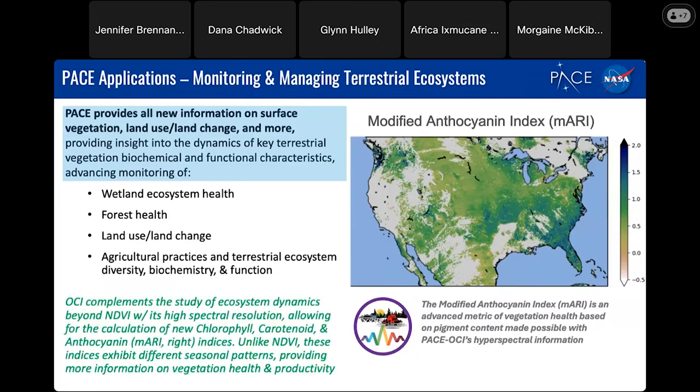If you're familiar with NDVI, which I mentioned earlier, the Normalized Difference Vegetation Index, these products that we have now very much amplify, or have a similar ability to tell us a lot of information as NDVI did, but we're getting more information right on the pigment content of the plants. And this is providing us new ways to look at vegetation health and productivity.